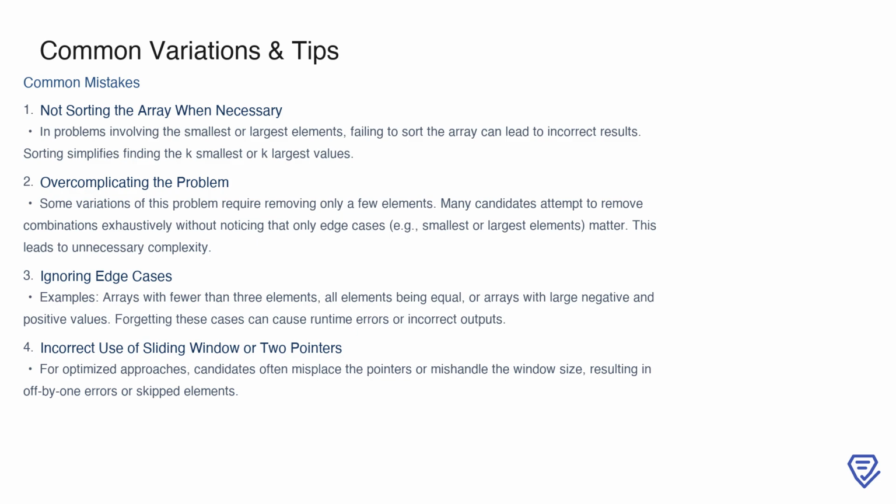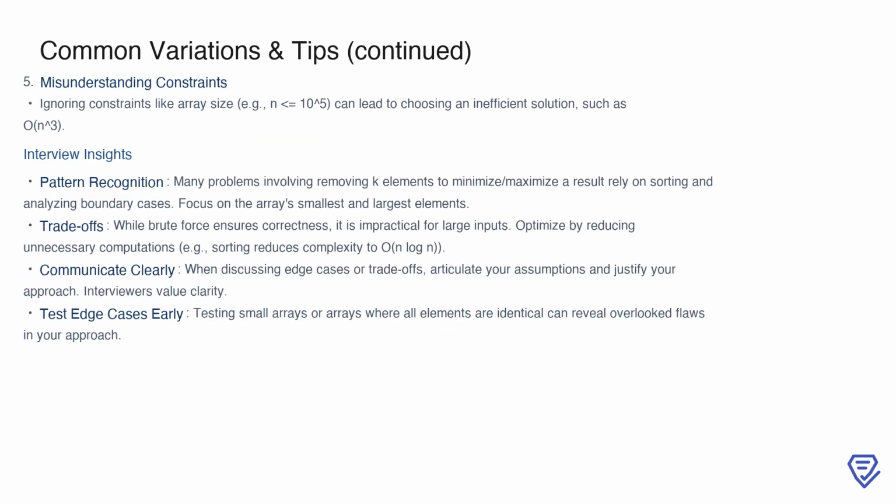Lastly, when implementing optimized approaches, errors in the use of sliding window or two-pointer techniques are common, such as misplacing pointers or mishandling window sizes. These often result in off-by-one errors or skipped elements, so careful implementation is key. Another common pitfall is misunderstanding constraints. For example, if the array size can go up to 100,000, choosing an inefficient solution like O(n^3) will likely exceed time limits. It's crucial to design solutions that align with the problem's constraints.